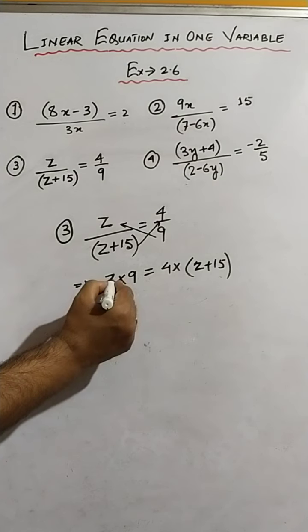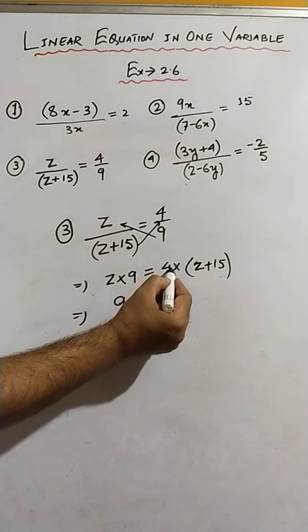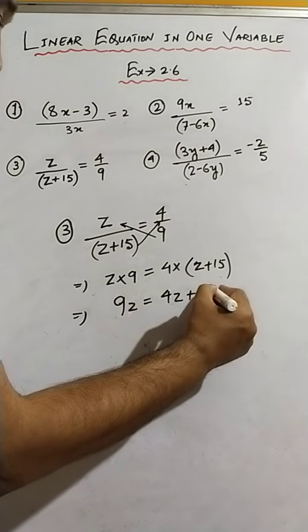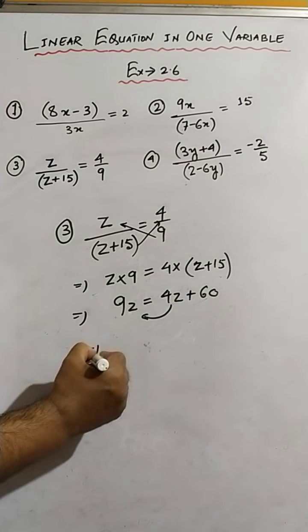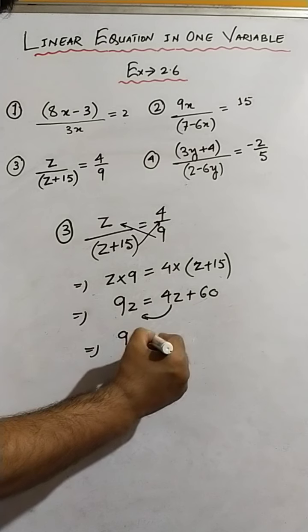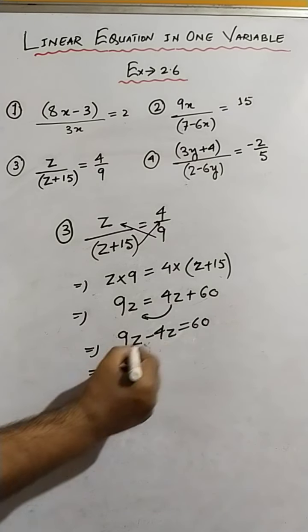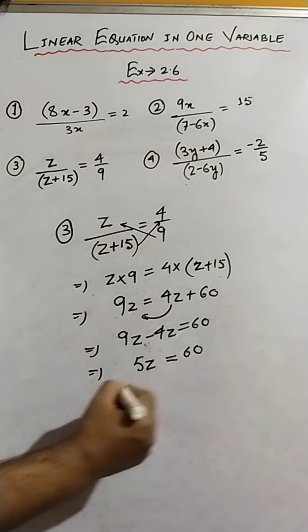Now what will the answer? What is the product of z and 9? It will be 9z, isn't it? Now we'll multiply this 4 into z, 4z. We'll put this plus sign. 4 into 15 is what? 60. Now we'll bring this 4z towards left hand side. It will look like 9z minus 4z, that would be equals to 60. 9z minus 4z would be what? 5z. That would be equals to 60.